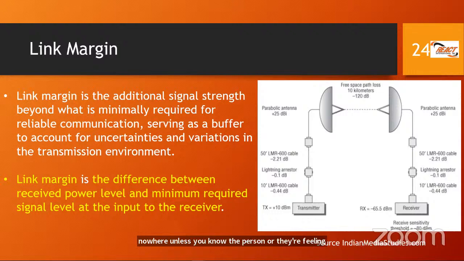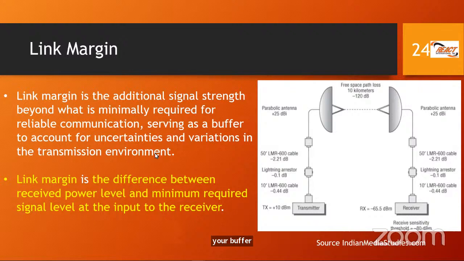That's the threshold you need to cross. But let's say you have $25. Well, there you go. You have that $5, you have a $5 link margin, right? So we do that in radio as well. And we say that the link margin is the additional signal strength beyond what is minimally required for reliable communication. And that serves as your buffer, as your extra to account for uncertainties and variations in the transmission equipment.